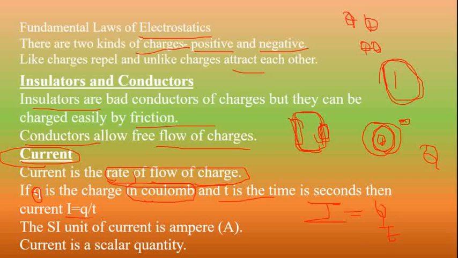How can we define current? The rate of flow of charges is nothing but current. What is the SI unit of current? Ampere is the SI unit of current. Now what kind of quantity is it? It is a scalar quantity. Why is current a scalar quantity? We are going to study it deeper in the 11th and 12th classes, but you just need to remember that it is a scalar quantity.